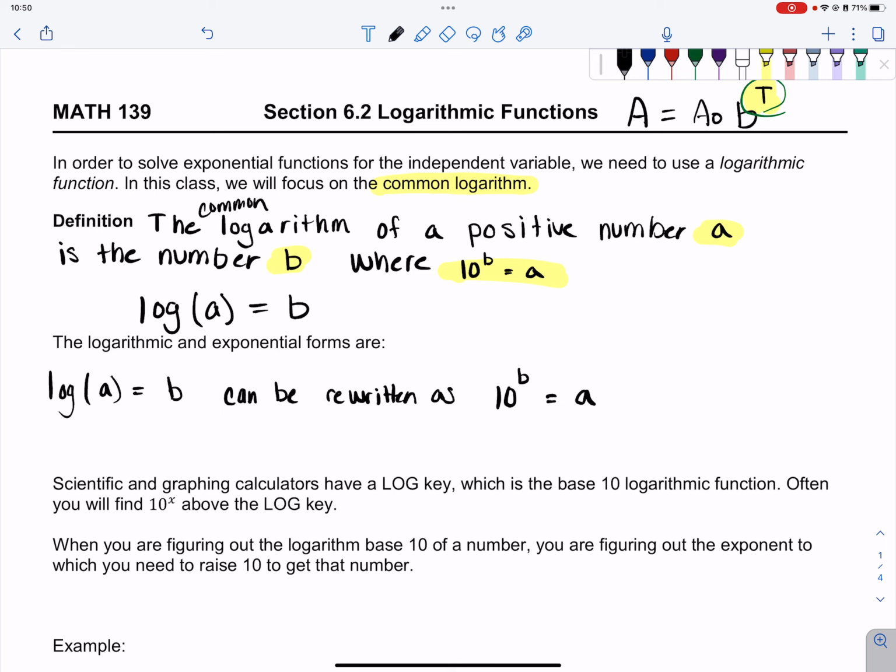Now we can switch between the logarithm form and the exponential form of these. If I have something that looks like log of a equal to b, this can be rewritten as 10 to the b equal to a. Essentially, when it's in the logarithm form over here on the right, what it is equal to tells me the exponent on my base of 10. So whenever we know what the logarithm is equal to, that's telling us the exponent on 10.